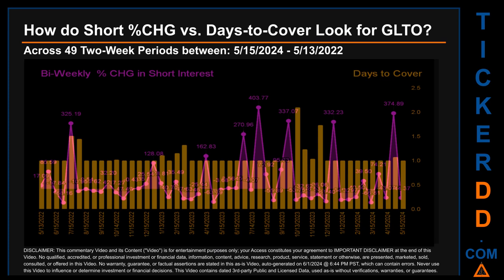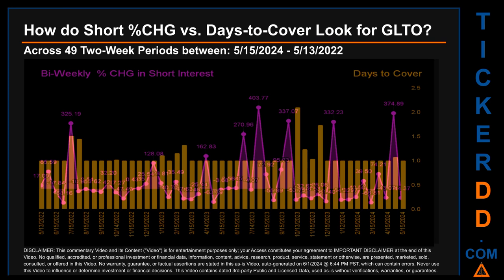Zooming out, I looked across 49 2-week snapshots, from latest found, May 15, 2024, to oldest found, May 13, 2022. In the graph, I overlaid bi-weekly percentage change in short interest against days to cover. Across these 49 2-week snapshots, the average percentage change of short interest was about 37.76%.